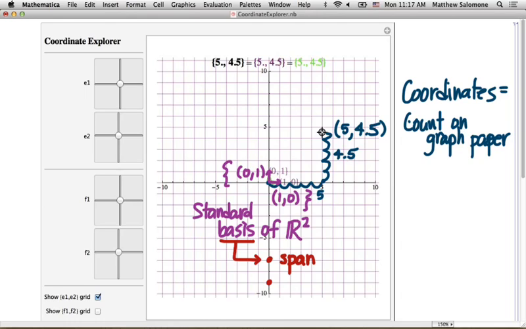Yeah, the first one is it has to span. It has to span all of whatever set it is a basis for. So in this case, it spans all of R2. In other words, every point in R2 can be written as a linear combination of (1, 0) and (0, 1). In particular, let's say I have the point (5, 4.5). How do I write that point as a linear combination of (1, 0) and (0, 1)? Well, I can just write it as 5 times (1, 0) plus 4.5 times (0, 1).